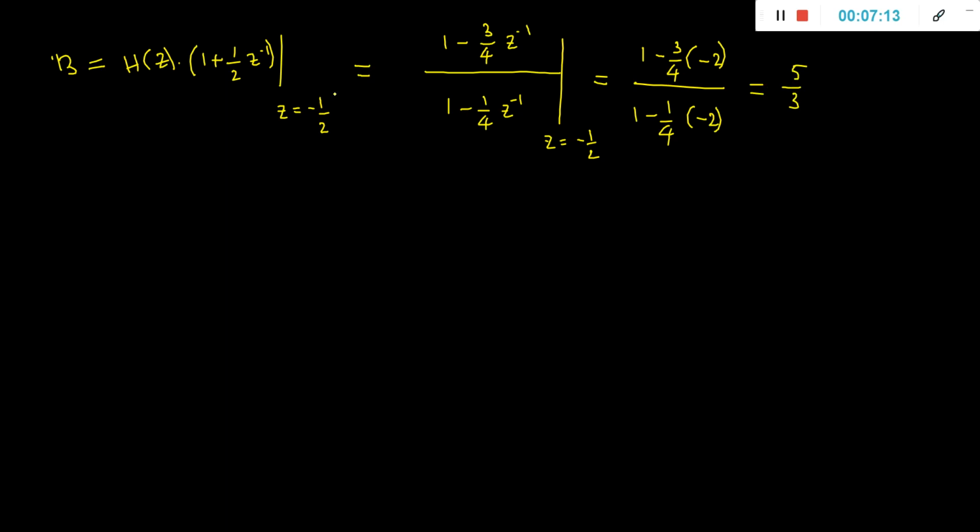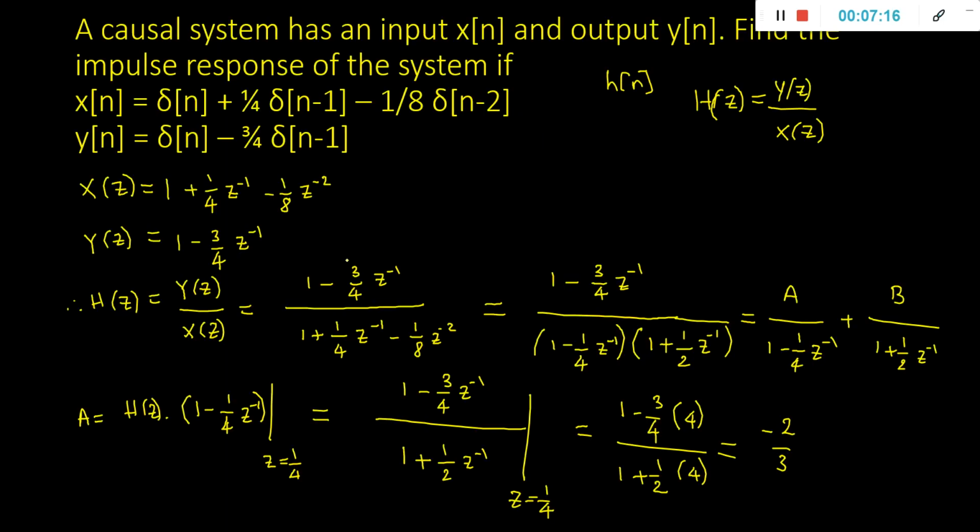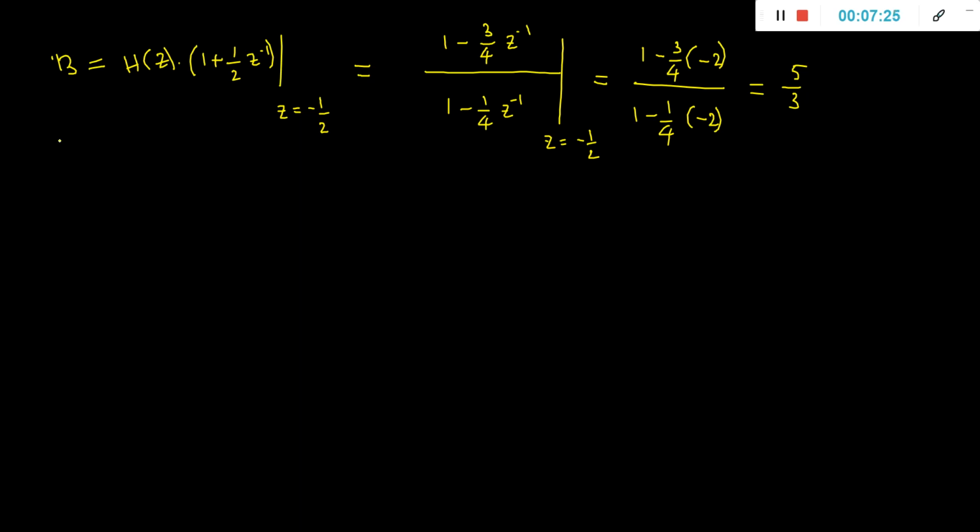So now, after I find the values of A and B, the idea is very simple and straightforward. Since I said h of z is equal to A by this particular denominator plus B by this denominator, I'm going to write it as follows. Therefore, h of z is equal to A, whose value is minus 2 by 3, divided by 1 minus 1 by 4 z inverse, plus I should write now the value of B. B is 5 divided by 3, and its denominator is 1 plus 1 by 2 z inverse. That is very simple and straightforward.